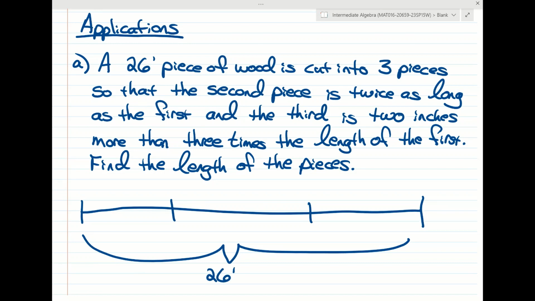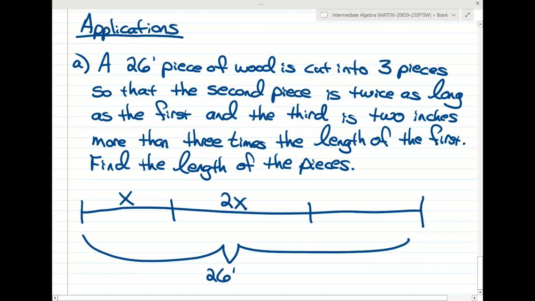And it says the second piece is twice as long as the first. So do we know how long the first piece is? No. In math, we put an X for something we don't know. The second piece is twice as long as the first. So if the first is X, what would the second piece be? 2X.